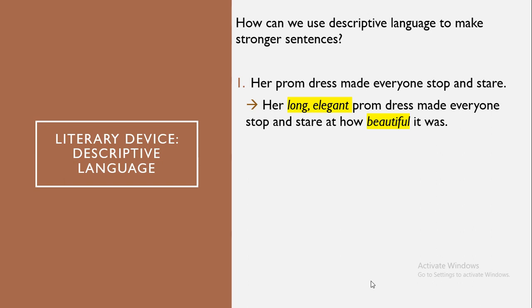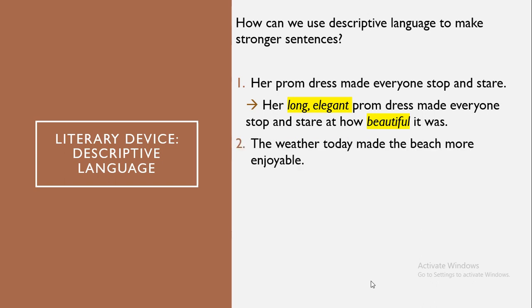Did they stop and stare because it was hideous? Did they stop and stare because it was beautiful? And that's what the descriptive language is for, so that you know, this is why they stopped and stared. Now I can see this in my mind. And it helps us to understand the author's intent because, for example, if you have her prom dress made everyone stop and stare, we don't know what the author wanted us to picture. But if they add in that language, we have the exact image that they wanted us to have.